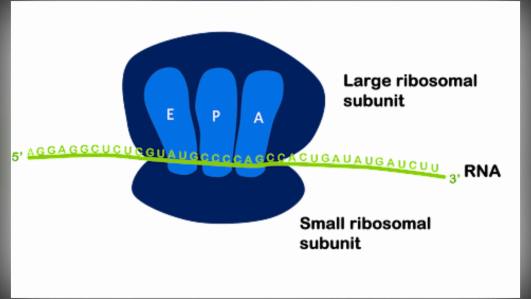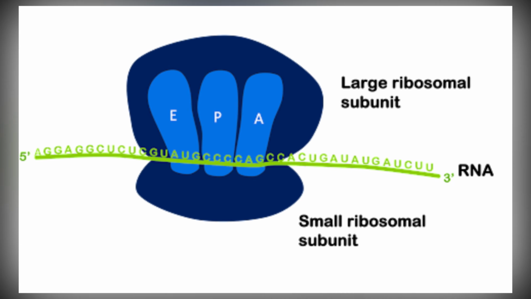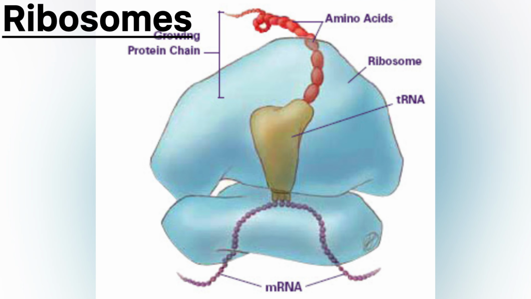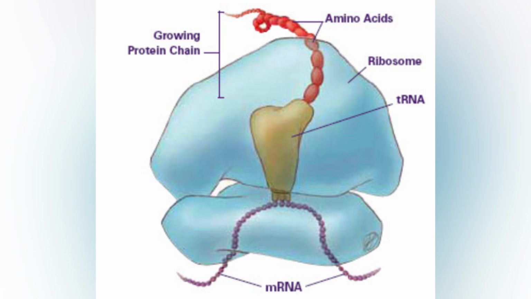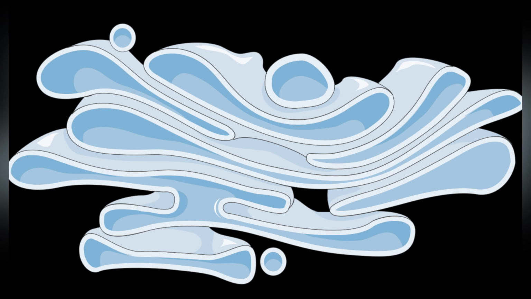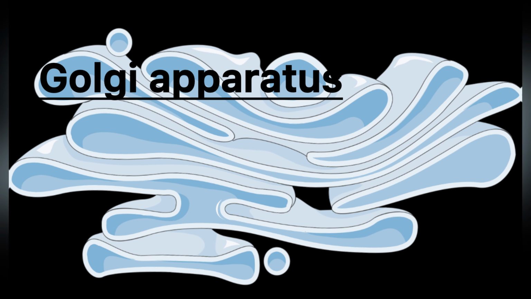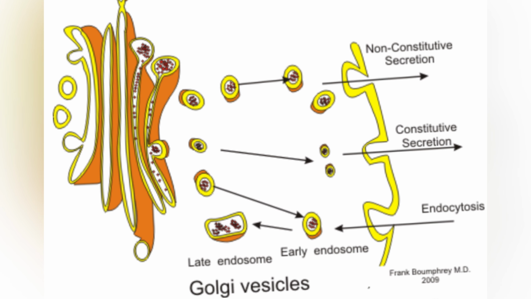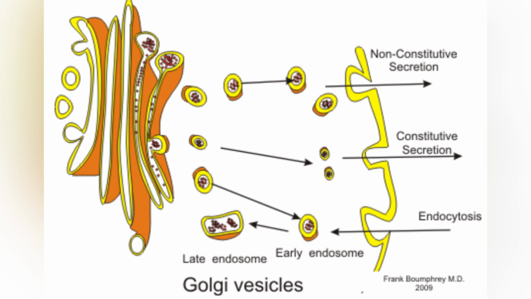Ninth one, ribosomes. They are tiny structures that produce proteins, found free in the cytoplasm or on the rough endoplasmic reticulum. Tenth one, Golgi apparatus. It is known as the post office of the cell. It packages and transports protein and fat to where they are needed.